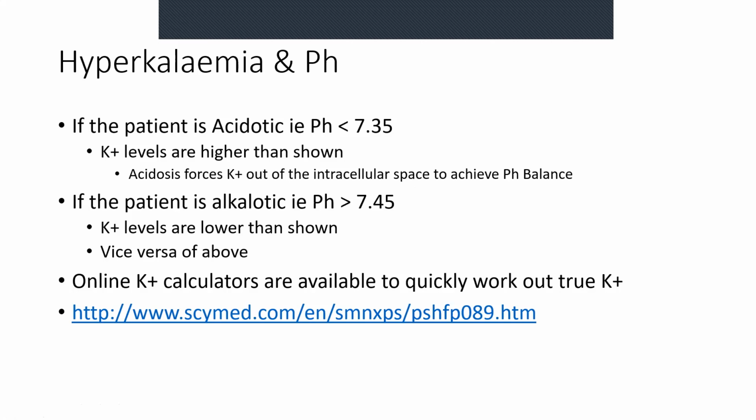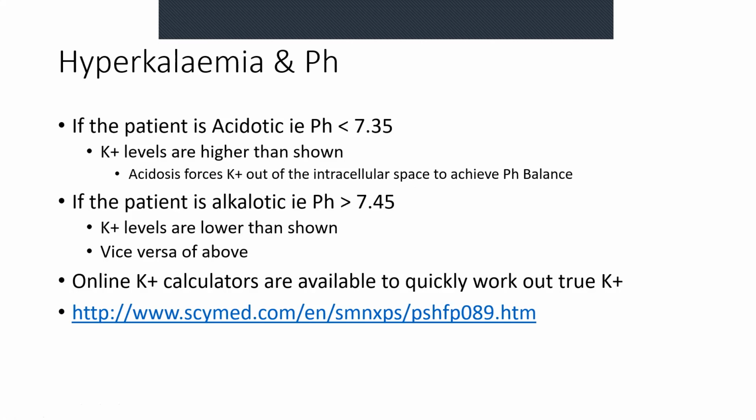So in other words, a patient who has a pH of 7.3 and a potassium of 5, that potassium is not much higher than 5. But if you have a patient with a pH of 6.9 and a potassium of 5, the potassium is actually much higher than what's being shown.